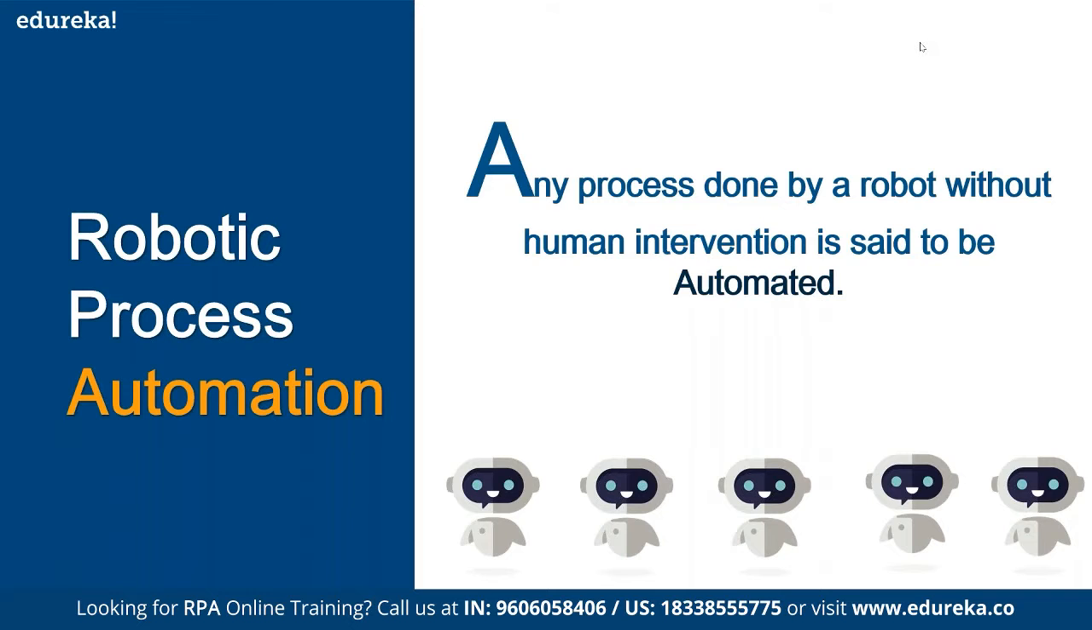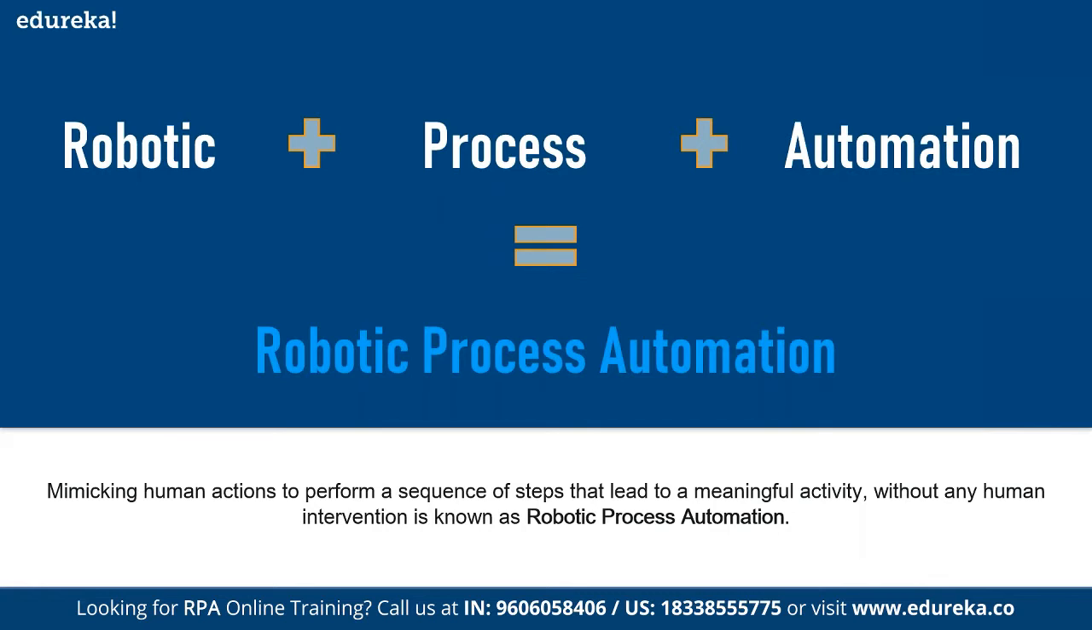So putting it all together, mimicking human action to perform a sequence of steps which lead to a human activity without any human intervention is called robotic process automation, guys. So the manual work that you do in your industry is now being done by your robots. Simply, that is called robotic process automation.